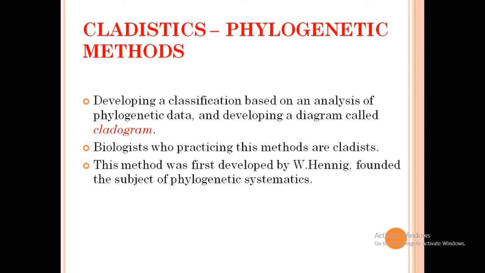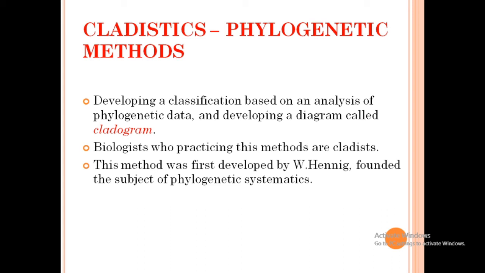Now, the second half is cladistics. That is the phylogenetic method. Developing a classification based on phylogenetic data. That is phylogenetic analysis. Actually, the method is truly based on relationship, and the diagram developed is called a cladogram. What we discussed in the last session, numerical taxonomy, that is a phenogram. Here it is a cladogram, cladistics. Okay. So, biologists who practice this method, you can call them cladists.